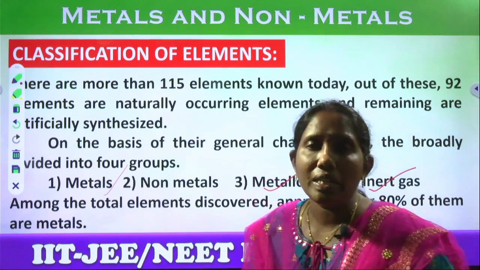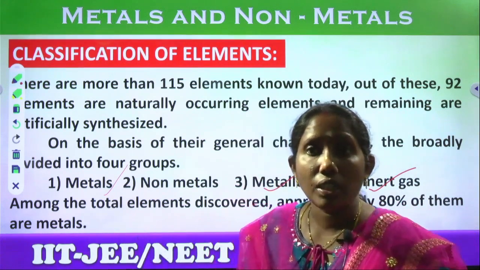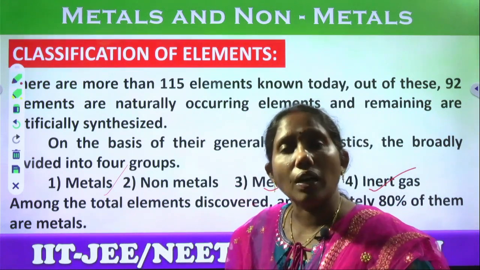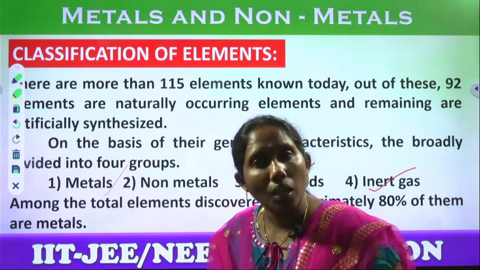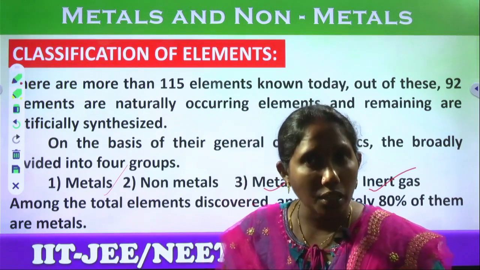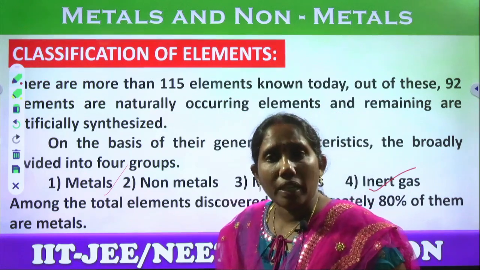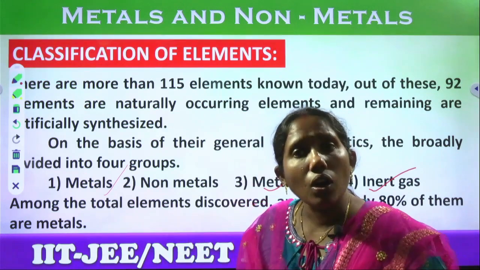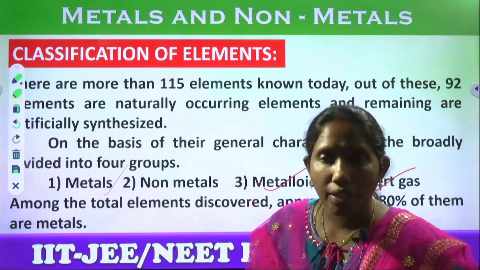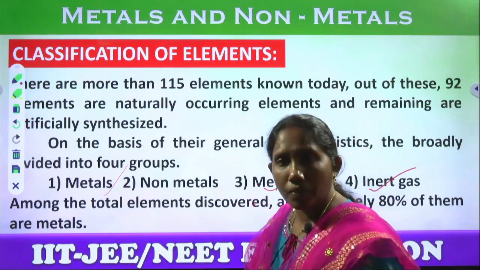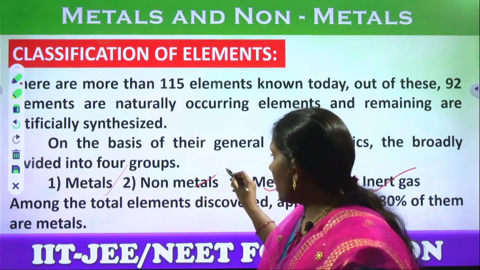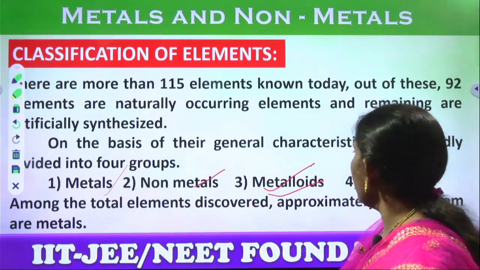Overall, there are 118 elements in the periodic table. Out of 118 elements, we know the particular properties for 90 to 96 elements. Based on those properties, we came to the conclusion that all the elements can be classified into 4 types: metals, non-metals, metalloids and inert gases.